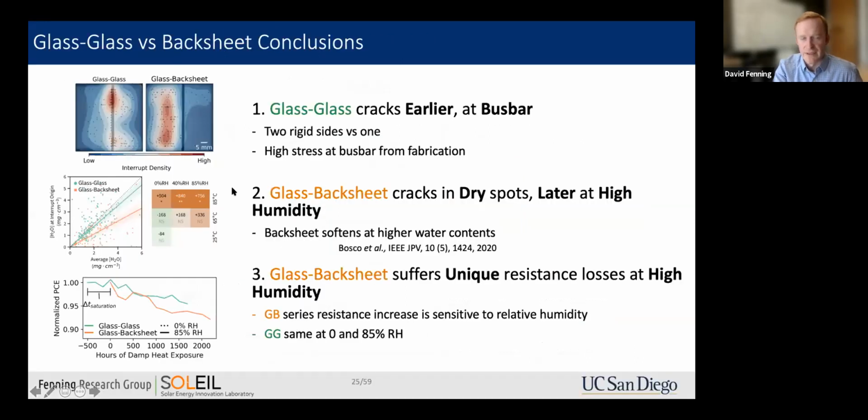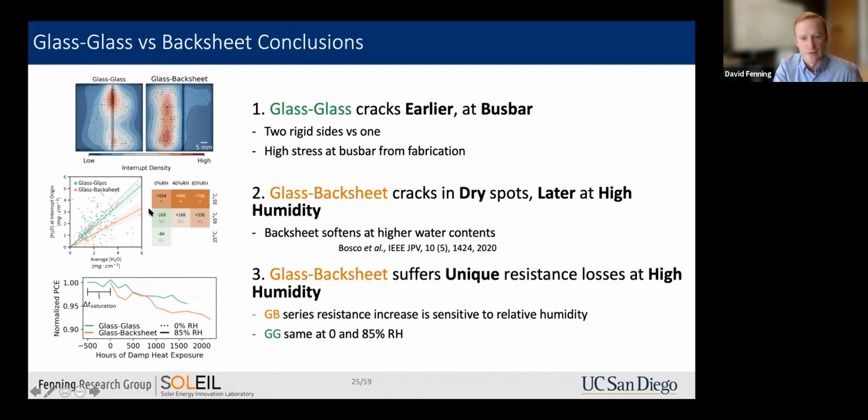So in conclusion, to summarize this study where we combined PLIV local imaging of performance with local water content imaging, we saw that glass-glass mini modules crack earlier and near the bus bar. And this is maybe straightforwardly a result of the two rigid sides and the high stresses that can arise at the bus bar in this rigid module format.